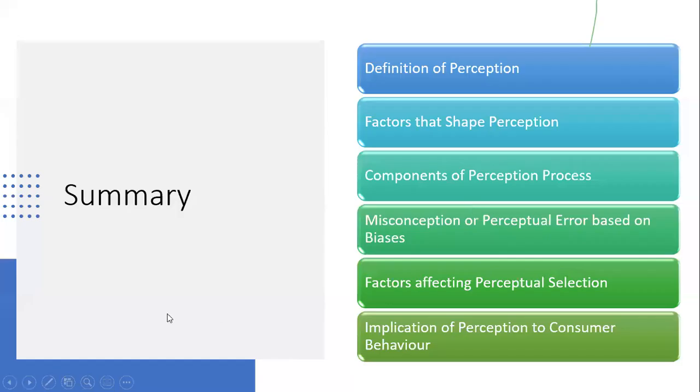So in summary, throughout this study session, we have been able to define perception, look at the factors that shape perception, and examine the components of the perceptual process. We have gone through the misconception or perceptual error based on biases. We have also looked at the factors that affect perceptual selection and the implication of perception to consumer behavior. So that brings us to the end of this study session.